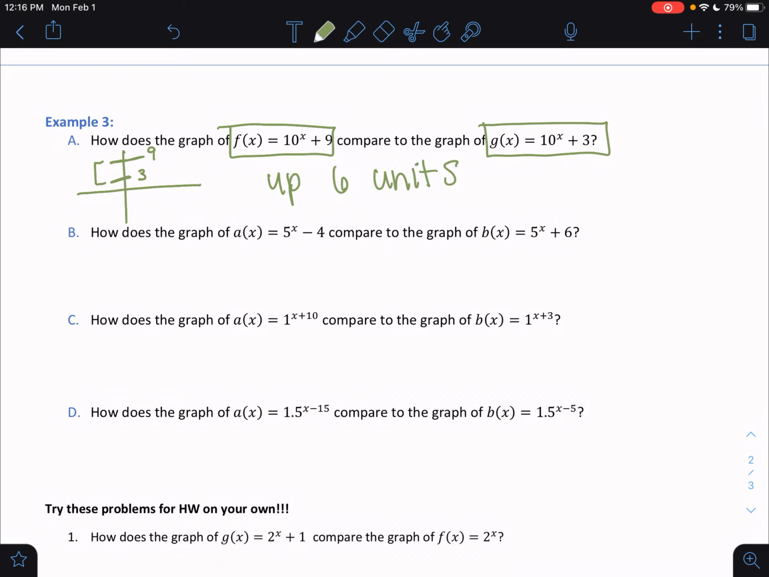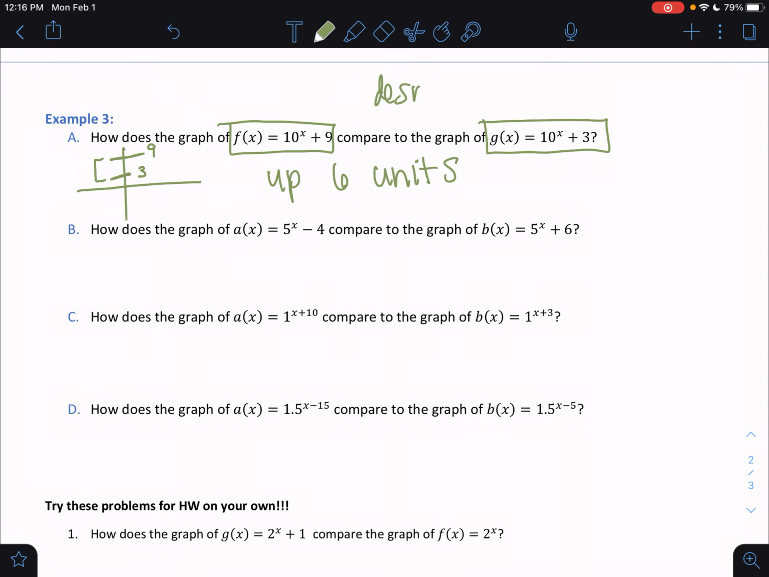If you have a graphing calculator, or if you want to use Desmos, so you can just Google Desmos. It's an online graphing calculator. You can enter these two in there, and you can see the difference, and you can see how they are 6 spaces apart, up and down.